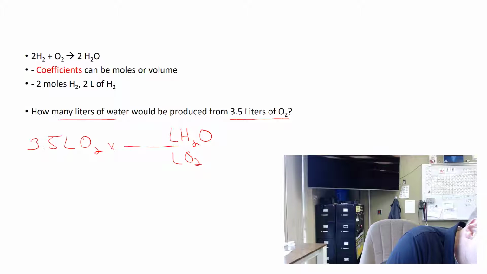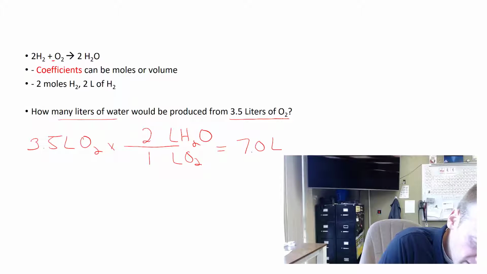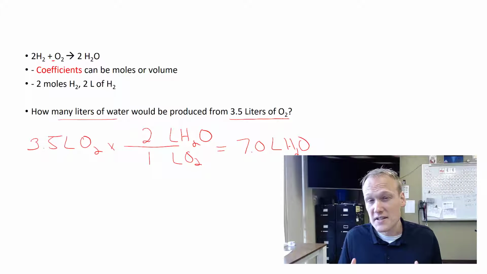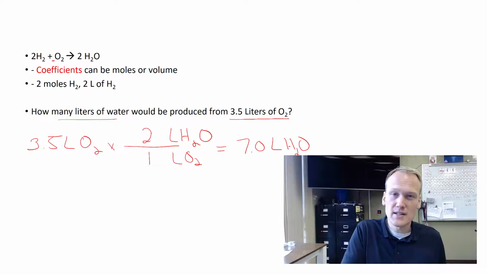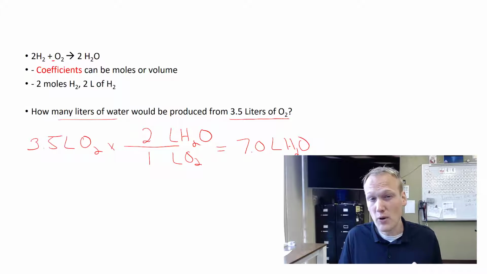So the liters of oxygen is just 1 because there's 1 mole of O2 in this equation. And the liters of H2O is 2 because it has a coefficient of 2 in front of H2O. We would take 3.5 and multiply it by 2, and that would mean that we would produce 7 liters of H2O. This simplifies the problem because we don't have to go from liters to moles, then moles to liters. We know that a mole of any gas is 22.4, so we can use the coefficients as a direct conversion.